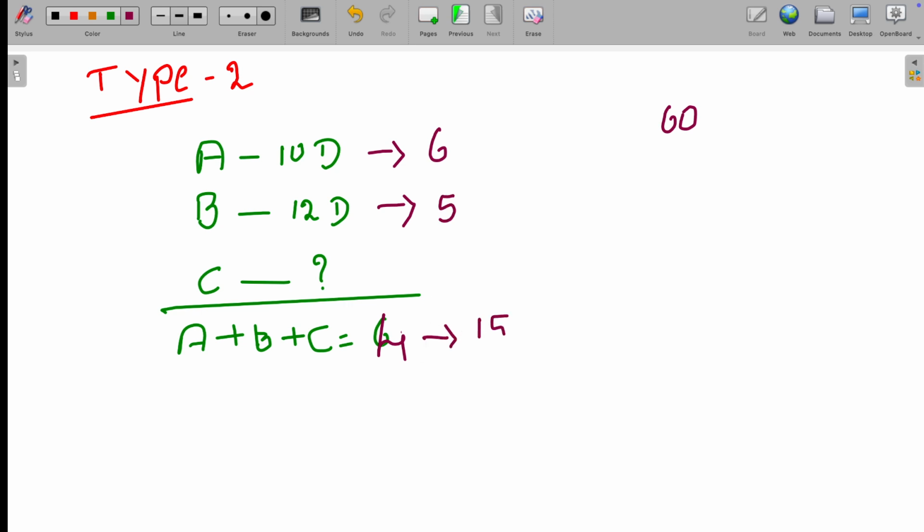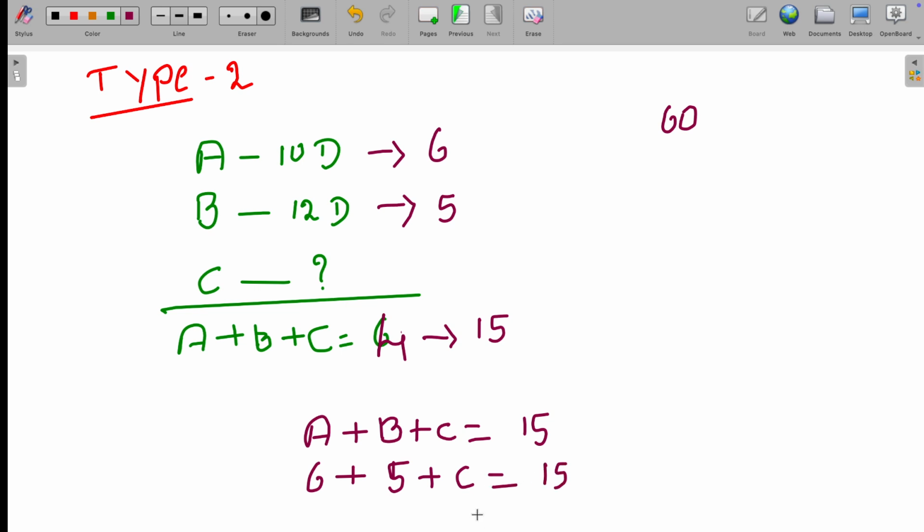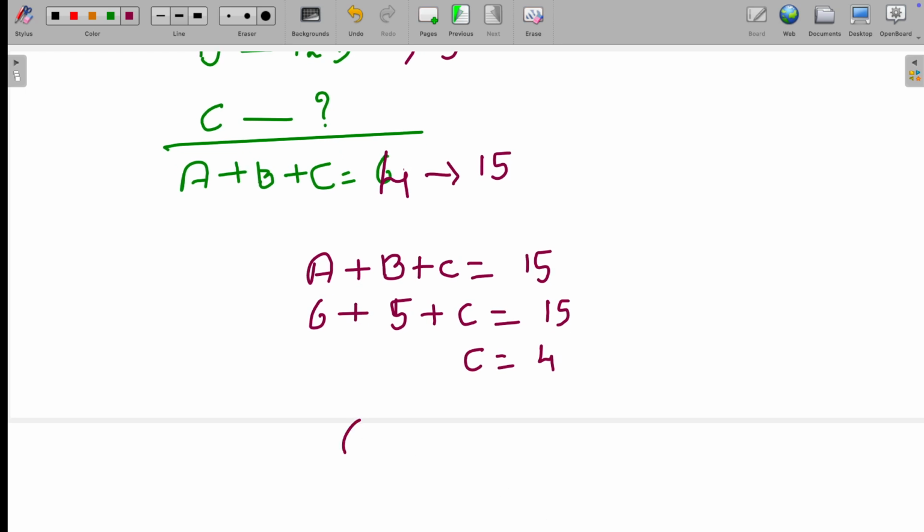Correct? Now A plus B plus C capacity will be 15 parts in one day. Out of 15 parts, A can do 6 parts and B can do 5 parts. Now I can find out C. C will be 4. Then C can do 4 parts every day. Now if I give total work of 60 pages, C can do 4 parts every day, so how many days will C take? 15 days C will take. So that will be your answer.